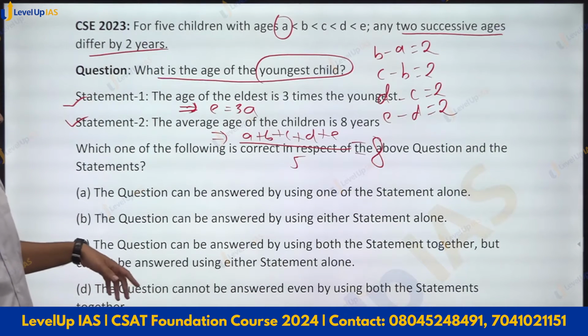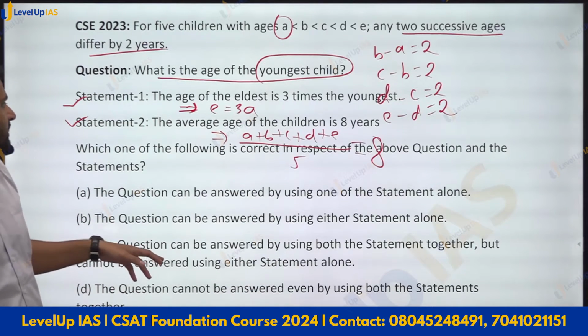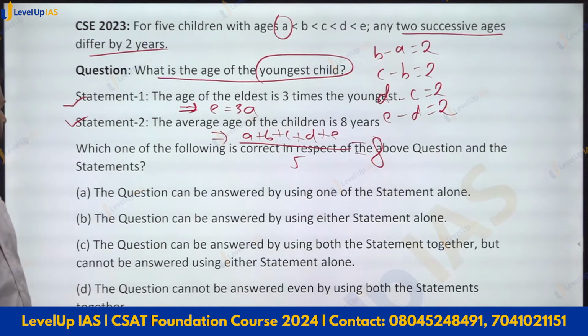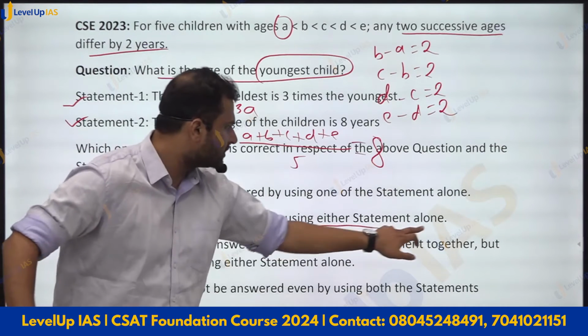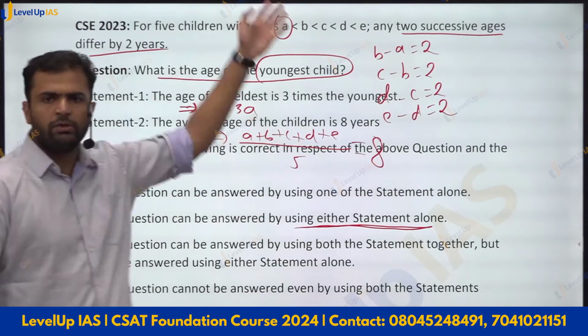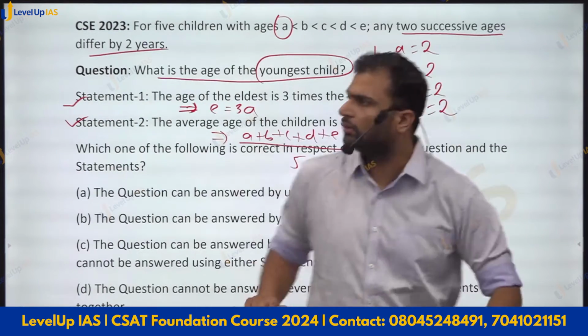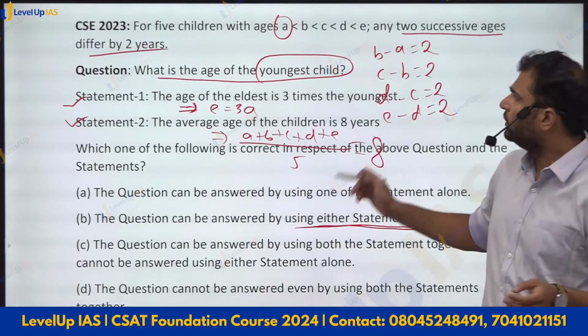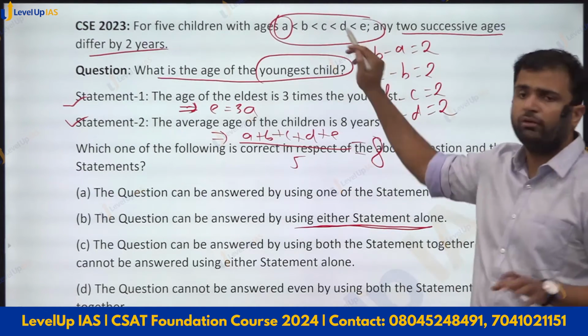So is there an option? The question can be answered by using one of the statements alone. Oh no, sorry, either of the statements alone. Either of the statements alone is sufficient to solve this question. Now what did we use? We only use the fact that we already are given 4 equations.